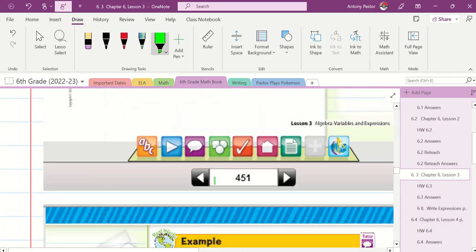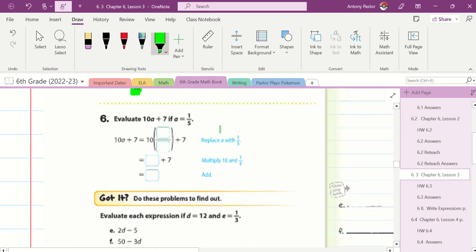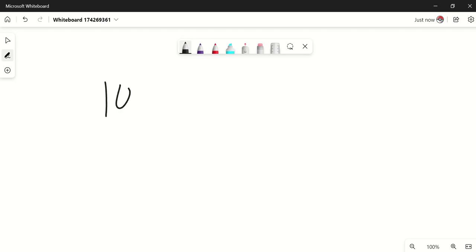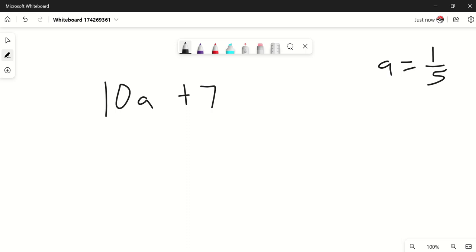And last but not least, we are going to talk about evaluating 10a plus 7 if a equals 1/5. 10a plus 7 if a equals 1/5. Let me double check to make sure that's right. 10a. So 10 times a. We're going to rewrite this. This means 10 times 1/5 plus 7.